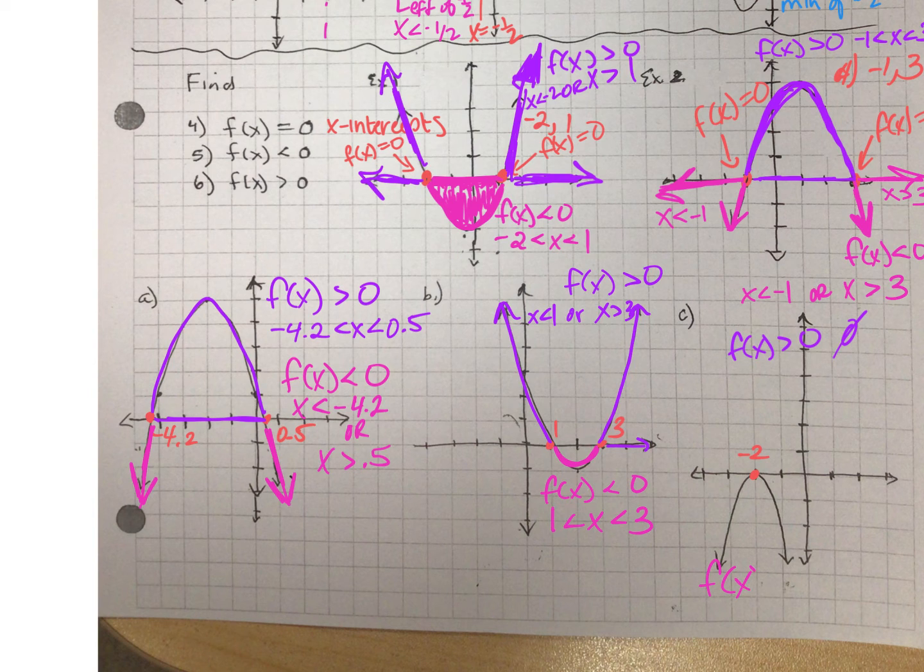Where is f of x less than 0? Everywhere except for where x equals negative 2. Because at x equals negative 2, it equals 0. It's not less than 0. So it's all real numbers except not equal to negative 2. Because it's equal to 0 at that vertex.